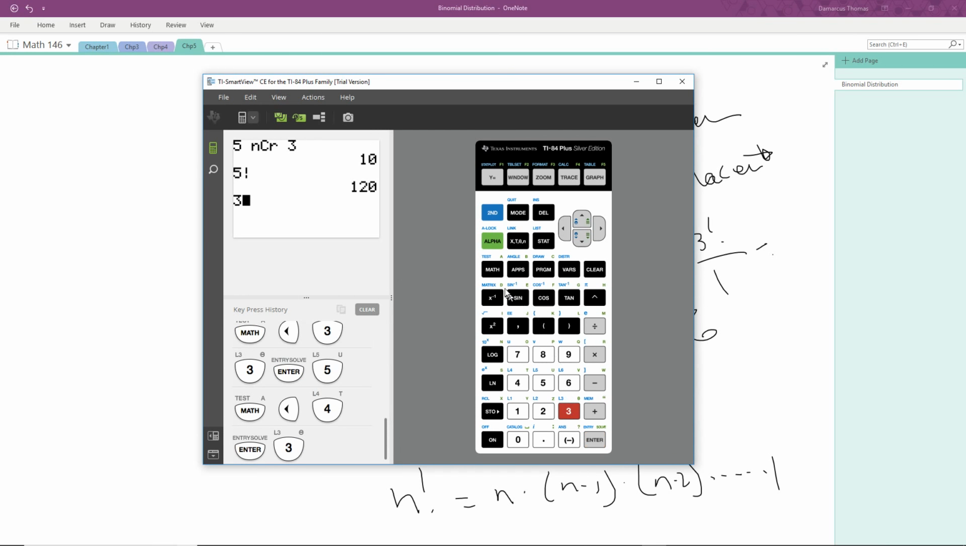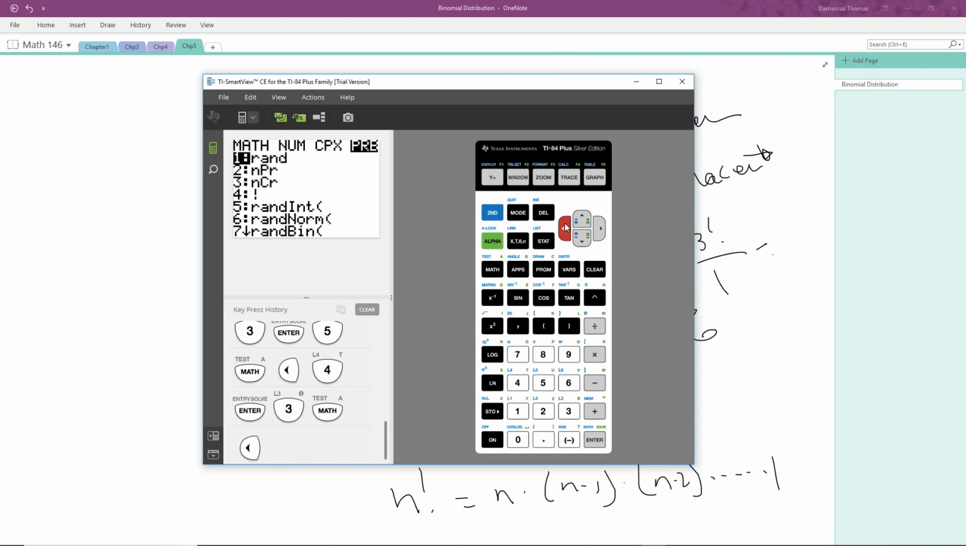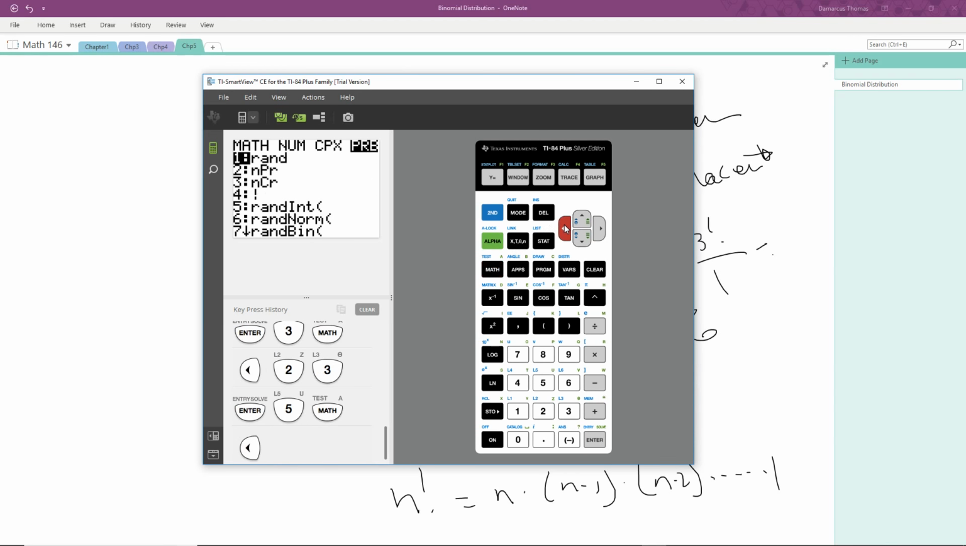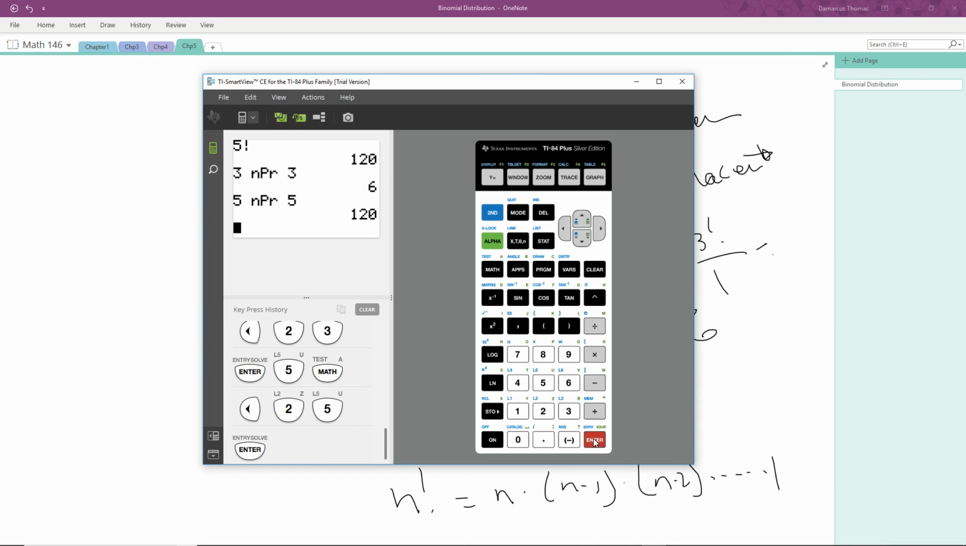So I'm going to do 3 and then back to math, 2, and then 3 again. So 3p3 is actually nothing more than just 3 factorial. So if I did 5p5, that's the same as 5 factorial. But the problem is we can cut it off. We can make it short.